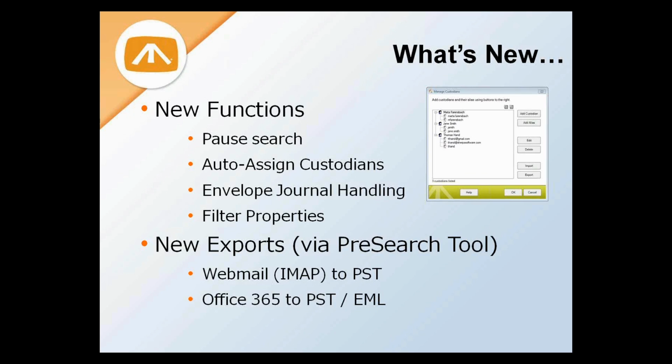Webmail are things like Gmail, maybe Yahoo, whatever cloud-based email accounts you can access via the IMAP protocol. You will be able to do so as long as you have the proper credentials, and then export that to a TST file. And of course, those TSTs can be searched with Discovery Attender. We also have included the Office 365 support in the pre-search tool. You can now search it directly via Discovery Attender, or you can export Office 365 mailboxes to PST.